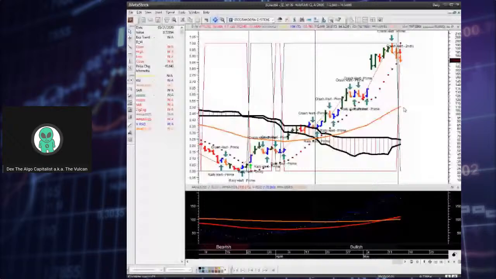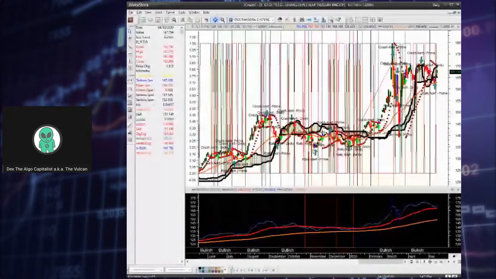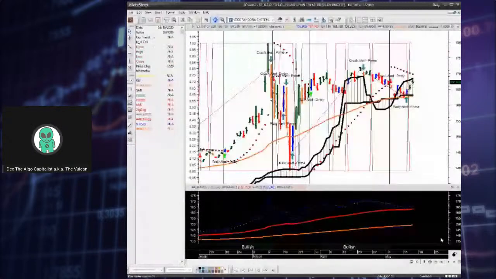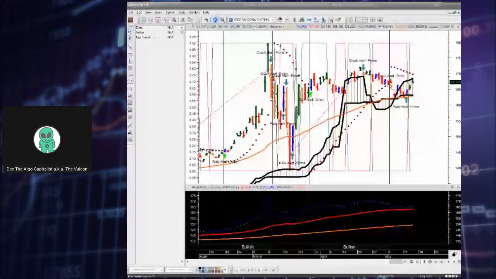All right, moving on to the next one. We got TLT, which is your bonds. You can see the market is in the Kumo cloud. The market did get up to test the upper bounds of the Kumo cloud as anticipated. That's exactly what we were expecting.